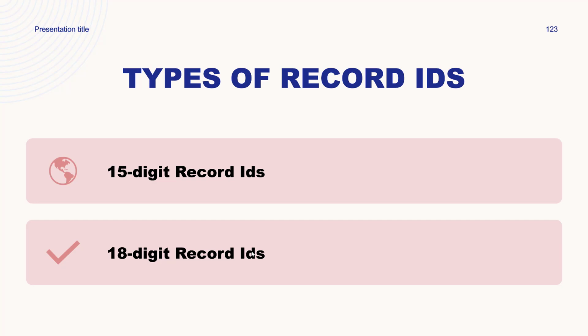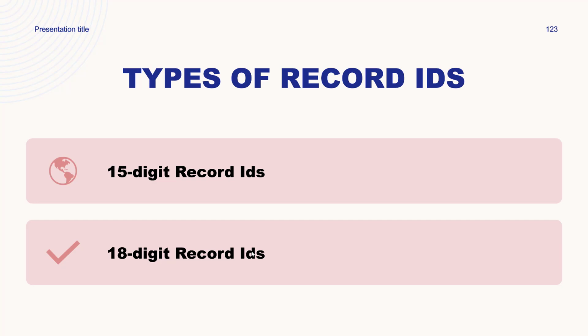The first three characters of the record ID define the object. For example, account is 001, contact is 003, lead is 00Q, etc. This is predefined, we cannot do anything about it. And for custom objects, it's system dependent.